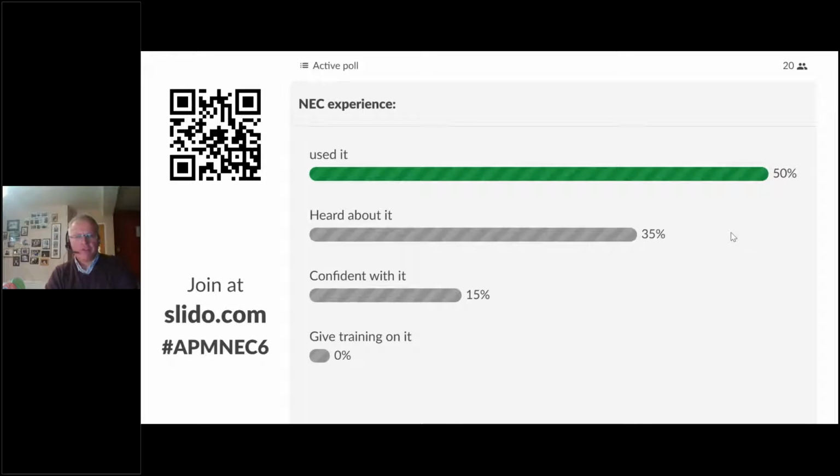Good to see a few confident. Most of us on the call have actually used it a bit, which is good. Still quite a few there who've just heard about it. So presumably "heard about it" means you haven't actually gone further and used it yet. And that's still the issue. That's still where we are in the UK in some sectors.